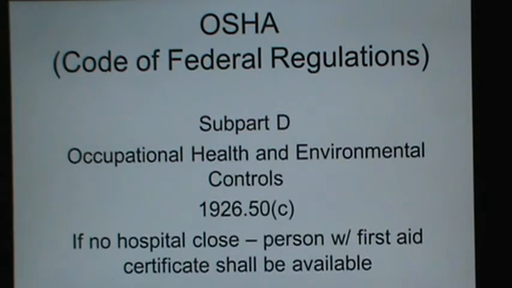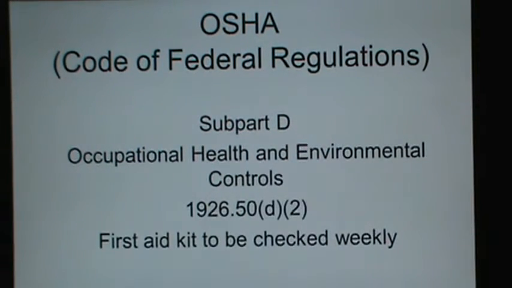We're going to start highlighting in paragraph 1926.50(c), and that paragraph talks about if there's no hospital close by, there should be a person with a first aid certificate available on the job site. We're going to go a couple lines down and it'll talk about the first aid kit.